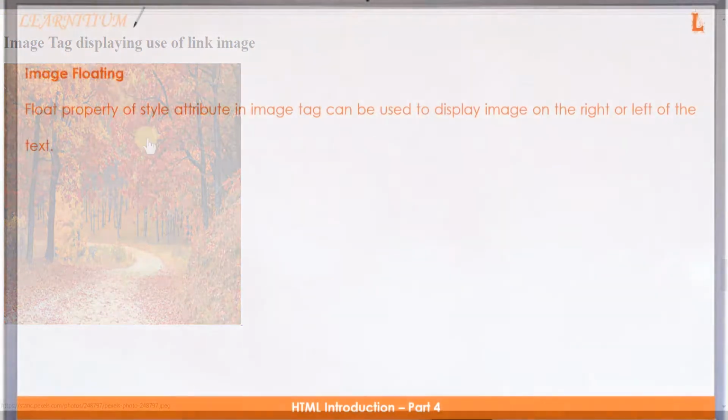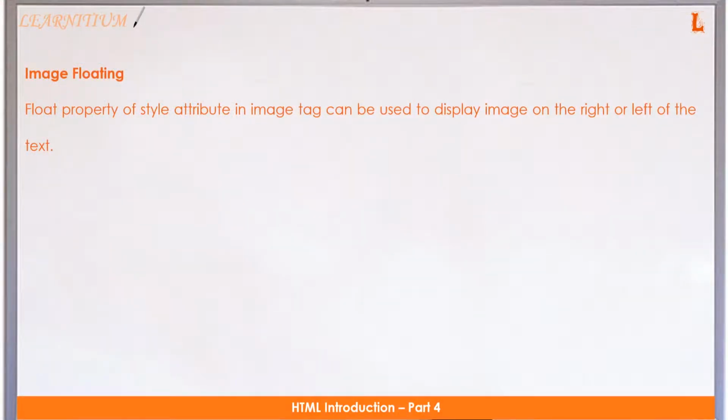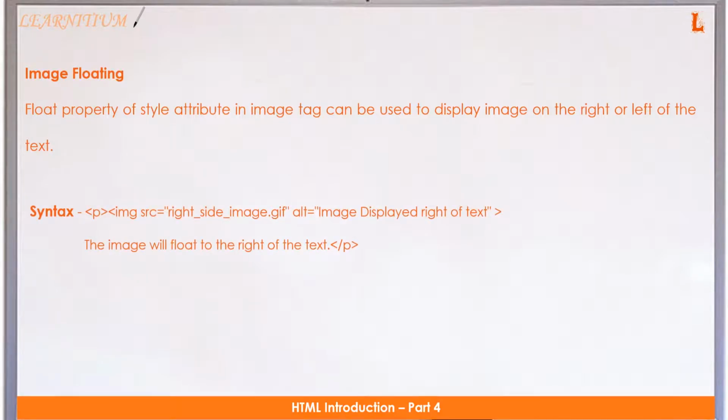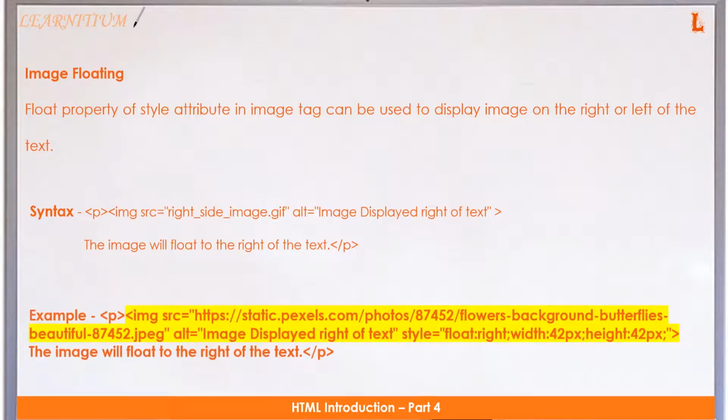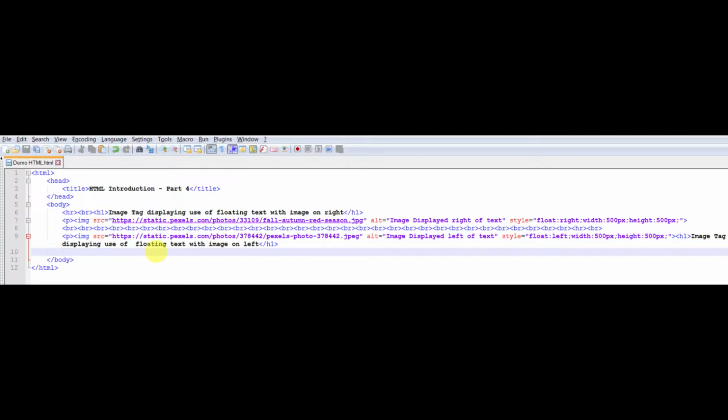Image floating. Float property of style attribute. An image tag can be used to display image on the right or left of the text. Example. Paragraph tag, img src equals right_side_image.gif alt equals image displayed right of text style equals float: right, width: 42 pixels, height: 42 pixels. The image will float to the right of the text.